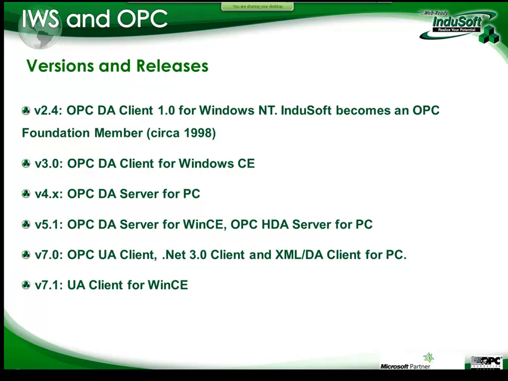On version 7.0, we introduced our UA client, our .NET client, and XML DA client, first for applications running on Windows PC. That means Windows XP, Windows 7, 2008 Server, Vista, and all this type of thing. And we were one of the first adopters of .NET and UA client out there. The upcoming version 7.1 is going to be out in just a few weeks. We're going to have UA client for Windows CE as well. And during this presentation, I'm going to give you a preview of that UA client on a Windows CE device that we have here.